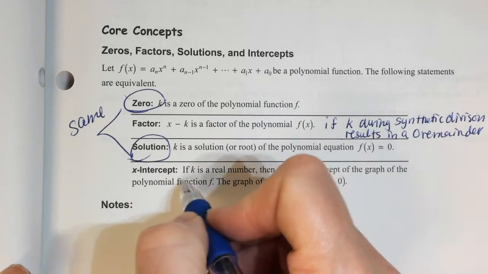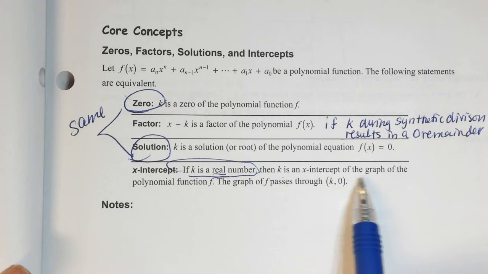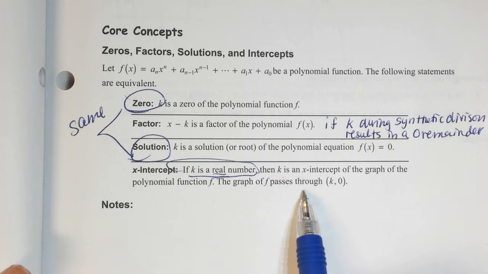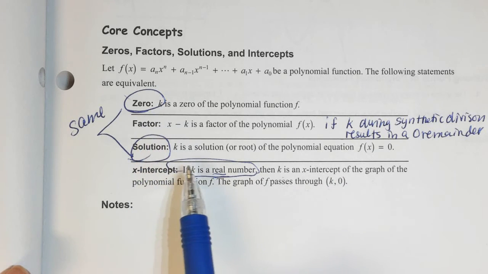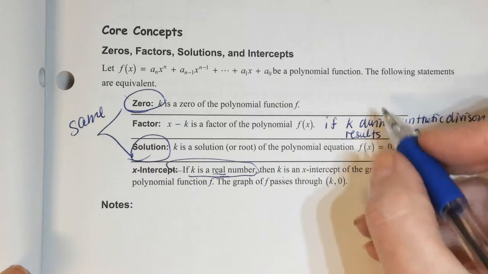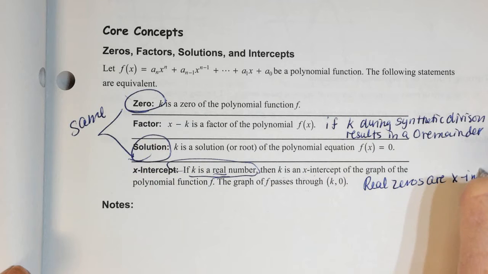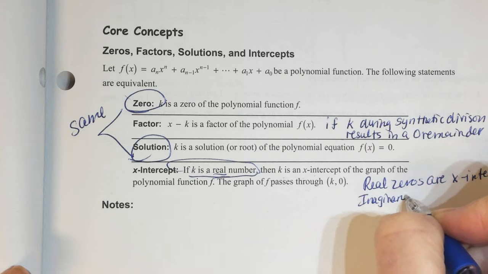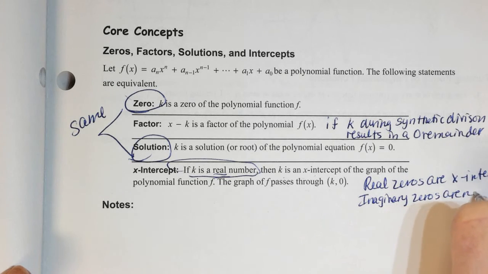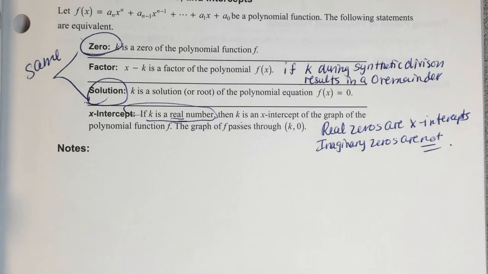X-intercept. If k is a real number, then k is going to be an x-intercept, as long as it passes through (k, 0). What this means is, if we have a 0 and it's real, then it's going to be an x-intercept. Real zeros are x-intercepts. Imaginary zeros are not. So real zeros are always going to give us x-intercepts, where imaginary zeros are not going to be x-intercepts.